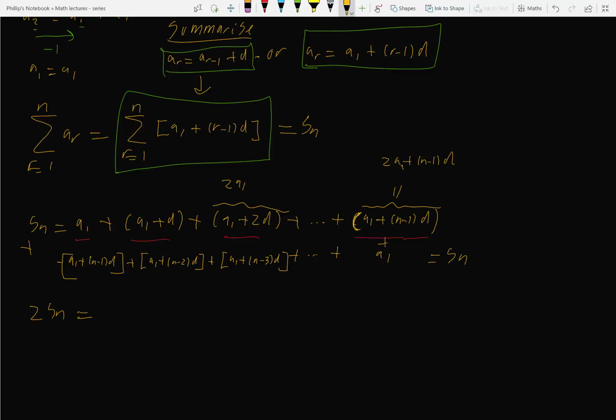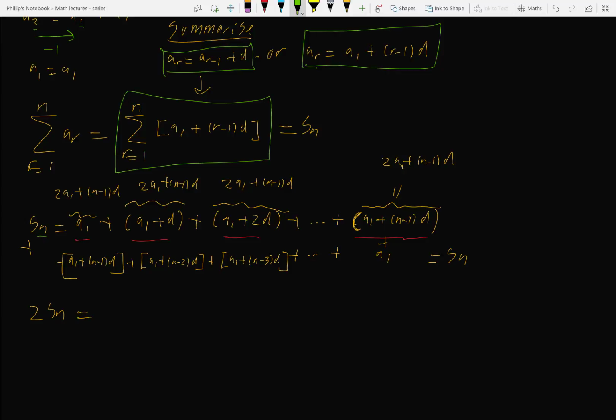2d plus n minus 3d, well that just becomes 2a1 plus n minus 1d. But if we're going to subtract 1 from here and then add 1 to here, it's always going to be the same. So this here is also going to be 2a1 plus n minus 1d, and this right here is also going to be 2a1 plus n minus 1d. And how many terms are we summing? Well, we're summing n terms.